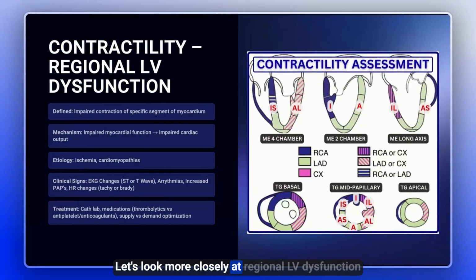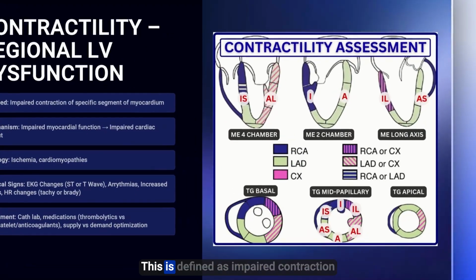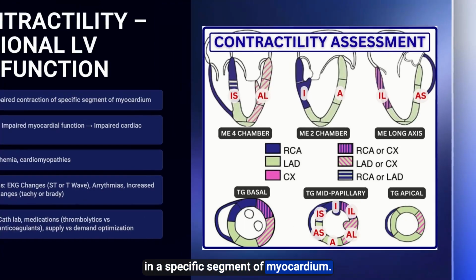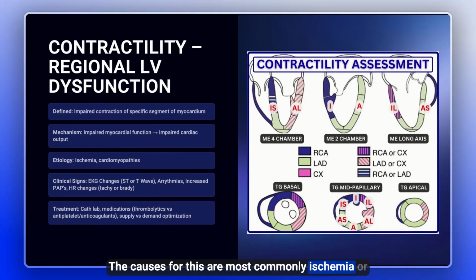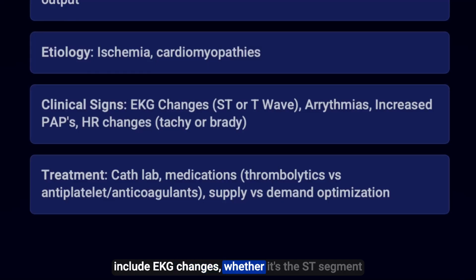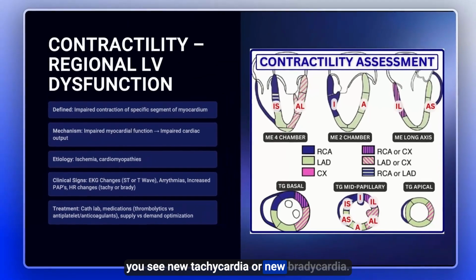Let's look more closely at regional LV dysfunction. This is defined as impaired contraction in a specific segment of myocardium. The causes for this are most commonly ischemia or myocardial infarction, or certain cardiomyopathies that present with these regional wall motion abnormalities. Clinical signs you may see outside of using TEE include EKG changes, whether it's the ST segment or T wave, arrhythmias, increased pulmonary artery pressures, or heart rate changes, whether you see new tachycardia or new bradycardia.